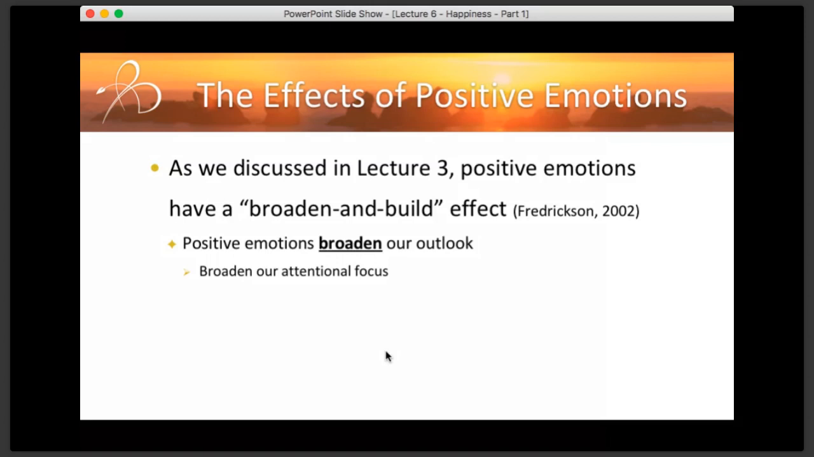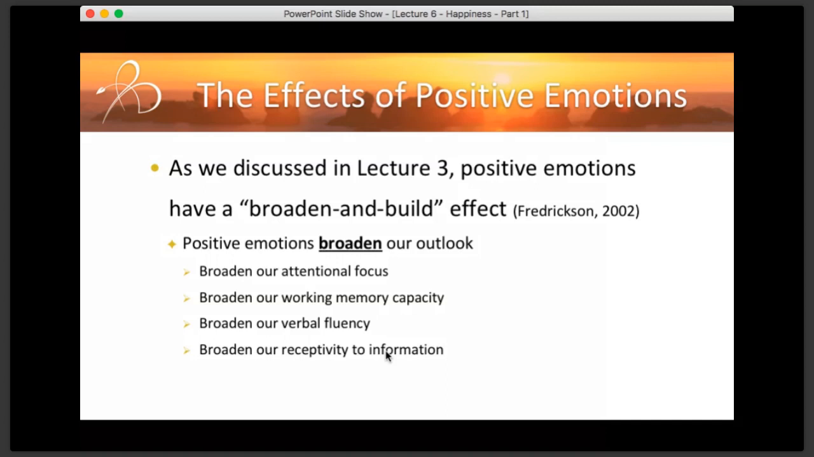It broadens our attentional focus. It broadens our working memory capacity. That's our IQ right there. It literally makes us smarter to feel good. Kind of crazy. It broadens our verbal fluency. That's a good thing if you've got to talk. It broadens our receptivity to information, makes us more open-minded and receptive. And all of that puts us in a state where we can then build new capacities, new skills, new strengths, new talents, like add on to ourselves. So instead of being closed, we're open, and then suddenly we're in change mode, we're in resilience mode, we're in growth mode.